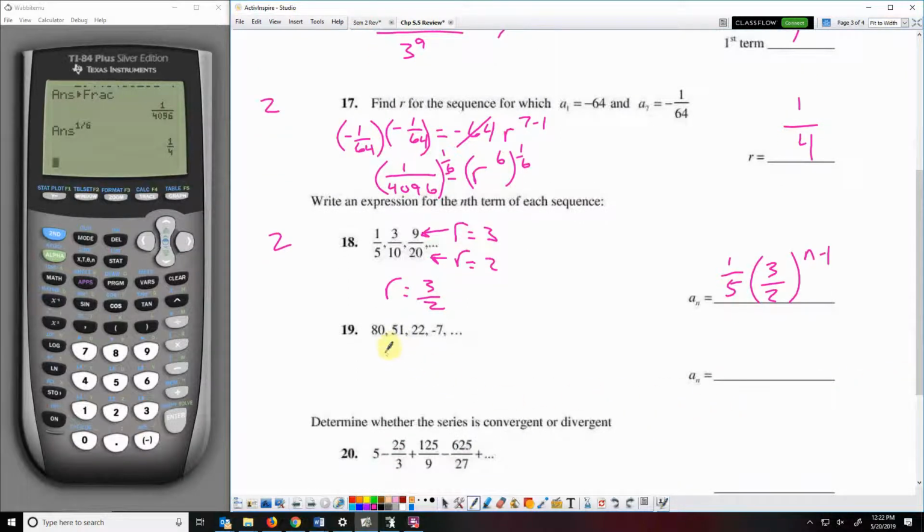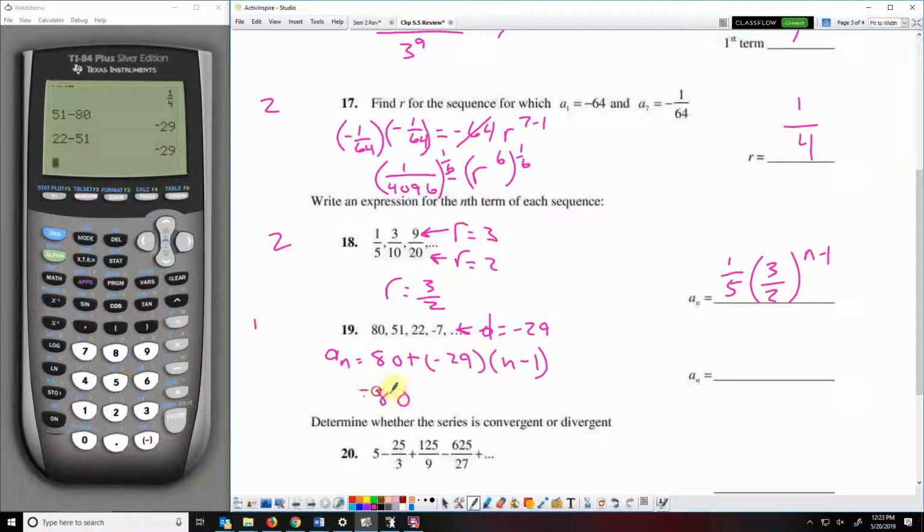Number 19 looks like subtracting 29. So let's check that out. 51 minus 80 is negative 29. 22 minus 51 is also negative 29. So there's a common difference of negative 29. So formula 1 for an arithmetic sequence. A sub n equals the first term plus common difference times n minus 1.